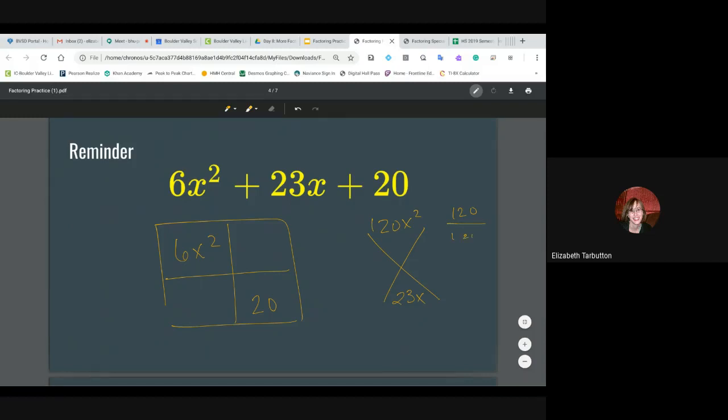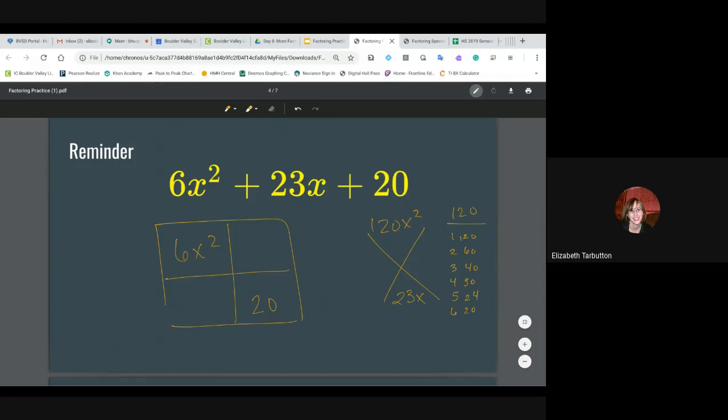So we could do 1 and 120. That doesn't add to 23. 2 and 60 adds to 62, not 23. 3 and 40 adds to 43, not 23. And we could do 4 and 30. That adds to 34, not 23. We could do 5. 5 goes into 120 24 times. That's 29. Still not there yet. 6 and 20. That adds up to 26. We're still not there yet.